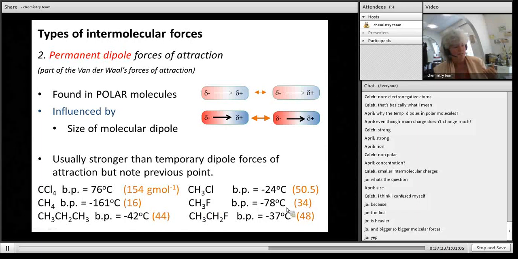Although it's still negative, it's still a gas. Can you see it's quite a bit higher than minus 161? And it's not that much difference. It's double the mass.